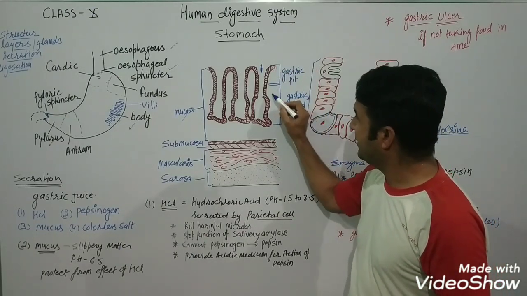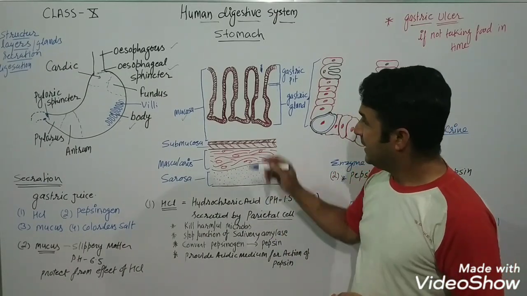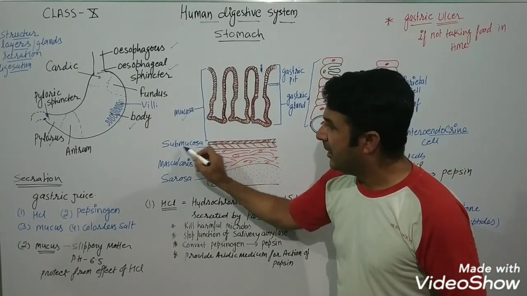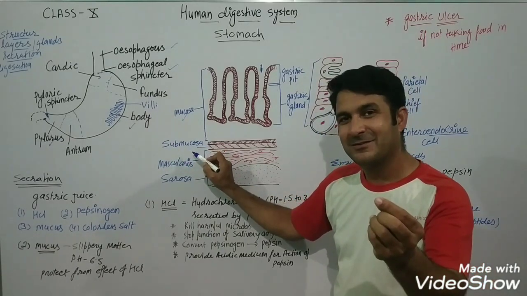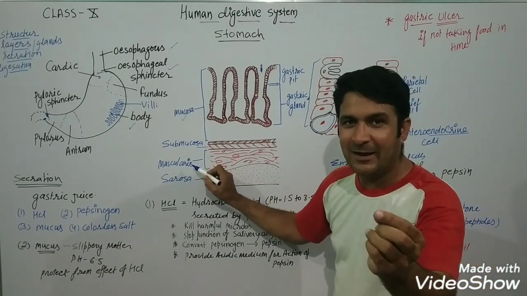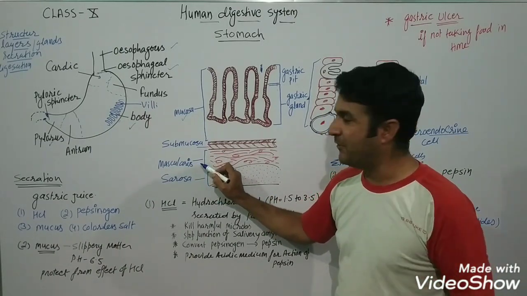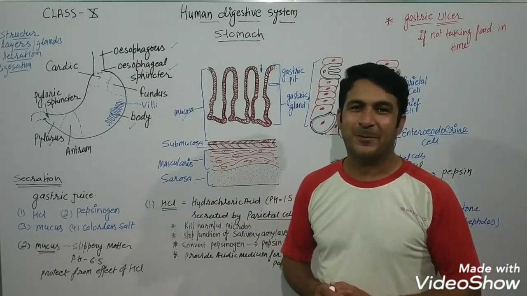Okay, and the gastric glands. Here the gastric glands are present. Just down of the mucosa, another layer is there, and this is called the submucosa layer. After the submucosa, you can see the muscular layer. Muscularis is the name of it, and the outermost layer is called serosa.